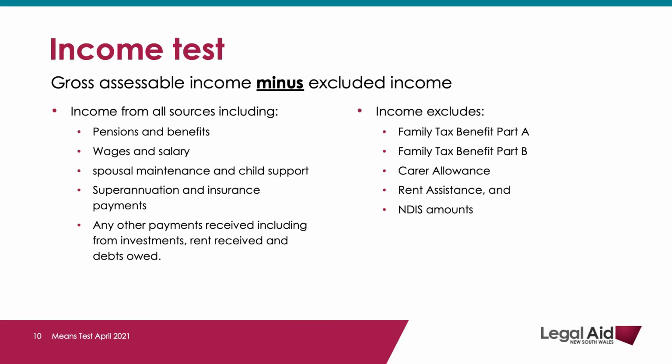The first limb of the means test is the income test. We take the gross assessable income minus excluded income. We look at income from all sources, including pensions and benefits, wages and salaries, board or rent received, spousal maintenance and child support, superannuation payments, workers' compensation and insurance payments, and all periodic payments, including from investments. We exclude income from family tax benefit A and B, carer allowance, rent assistance, and NDIS amounts.